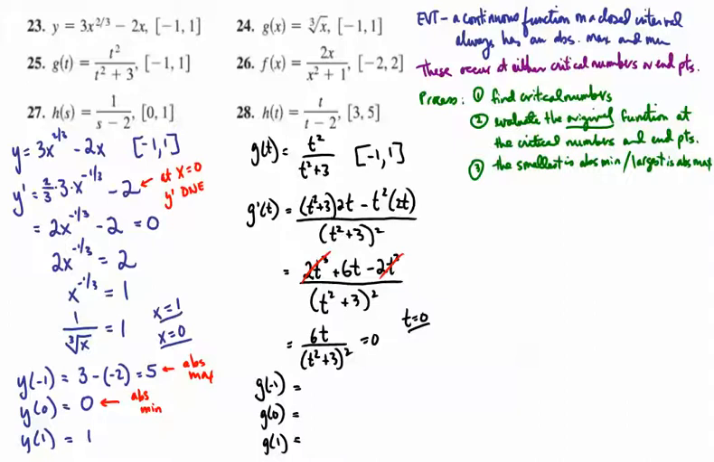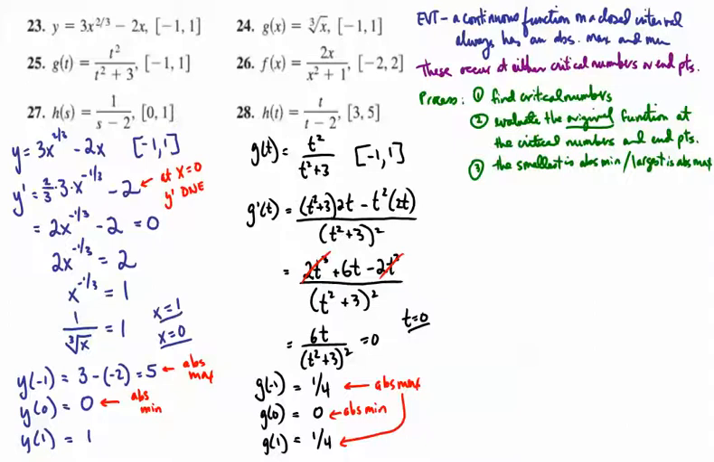When we plug in -1 into t squared over t squared plus 3, the negative ones are going to become positive. We get 1 over 1 plus 3, which is 1/4. Plugging in 0, we'll get 0 over 3, which is 0. Plugging in +1, we'll get 1 over 4 again. And so we have our absolute min at x equals 0, y equals 0. We have our absolute max both at -1, 1/4, and +1, 1/4.